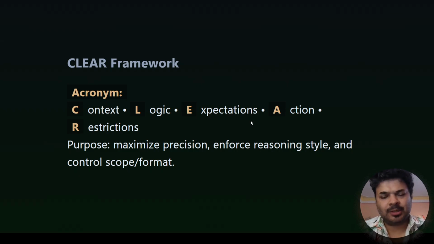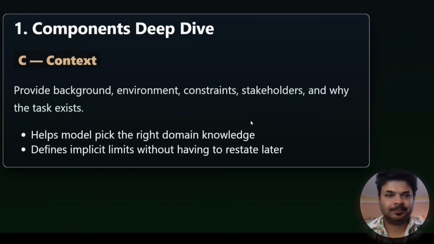So the next framework that we'll look into is CLEAR. C is for context, logic, expectations, action, restrictions. The purpose of the CLEAR framework is to maximize precision, enforce reasoning style, and control the scope of format.